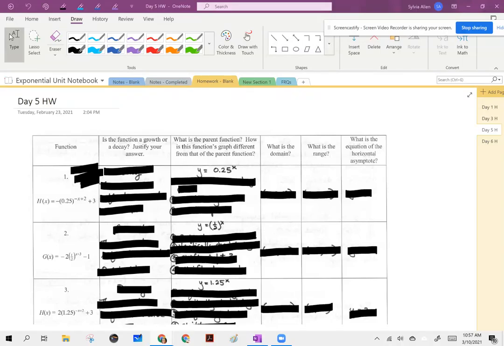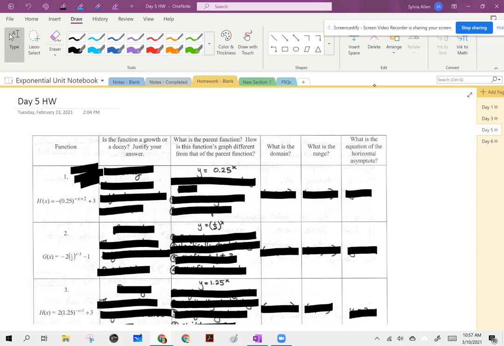Right, so let's take a look at number 1 and see if you can answer the question: is this function growth or decay? Then I'm giving you the parent function. Talk to me about how this function's graph is different than the parent, the domain, the range, and the equation of the horizontal asymptote. Okay, so here's number 1.